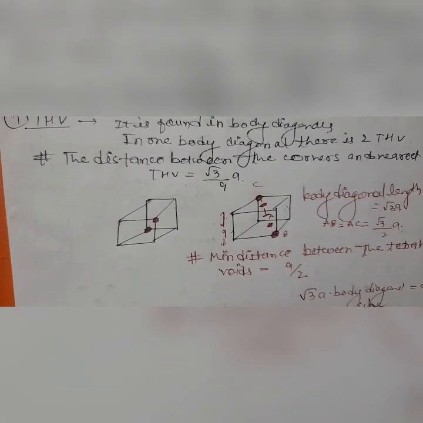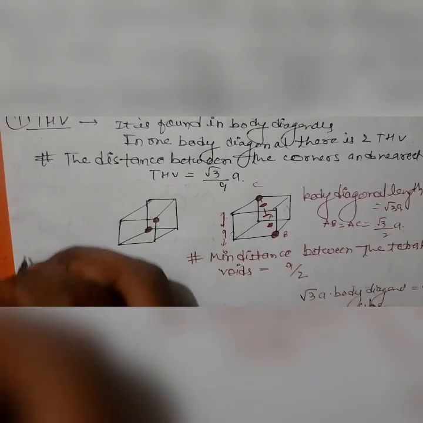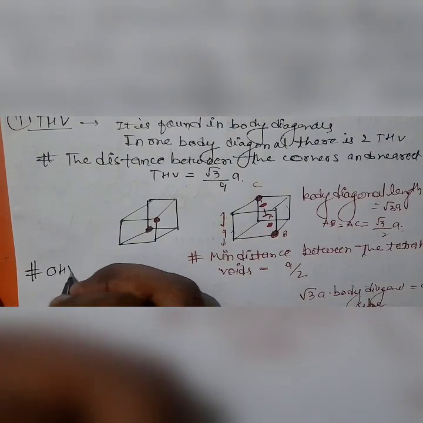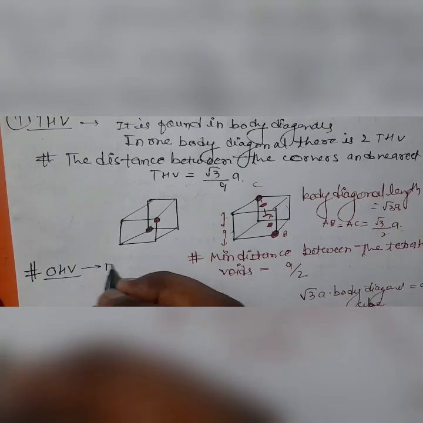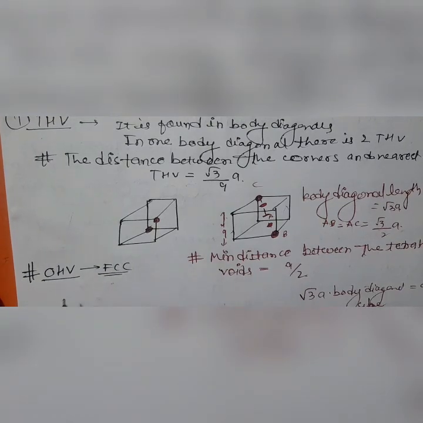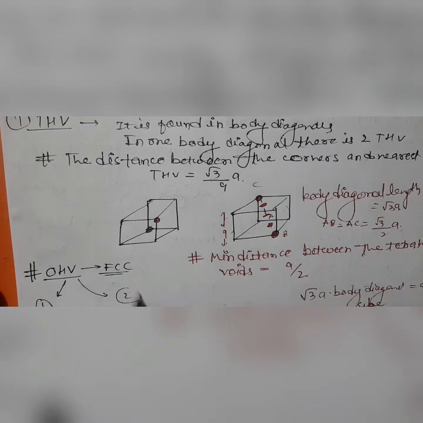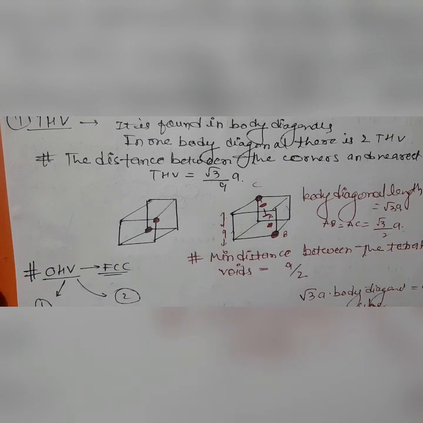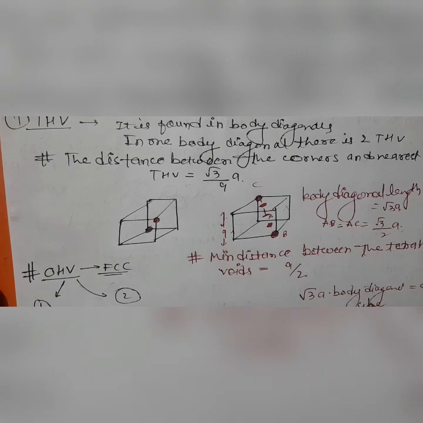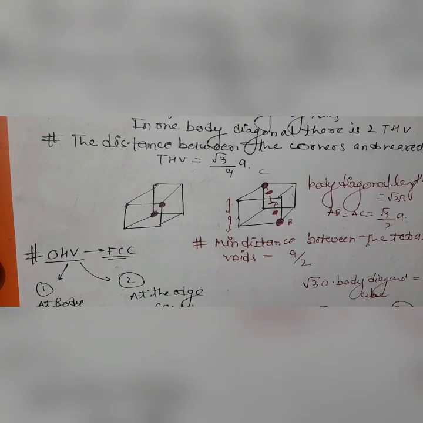Okay, now we will move towards another part, that is the octahedral void. The octahedral void is generally seen in FCC, face centered cubic closed packing. It has two cases, case 1 and case 2: it is present at the body center, and it is also present at the edge center.